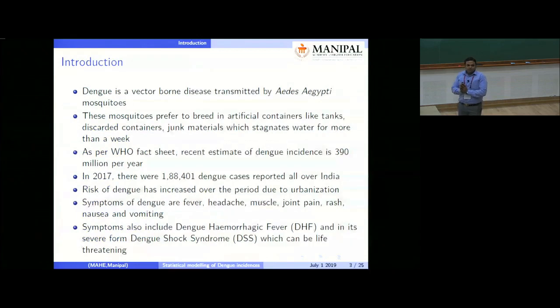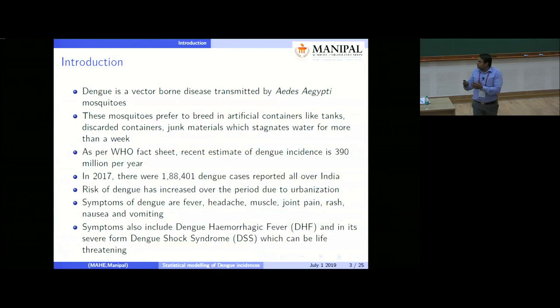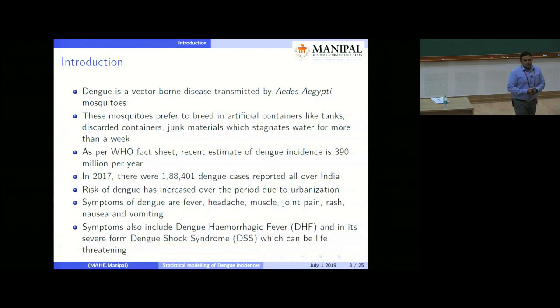A very brief introduction about dengue. According to the World Health Organization, dengue is considered one of the major public health problems of the world. Dengue is an infectious, vector-borne disease. It is transmitted by a mosquito called Aedes aegypti, and it is caused by a virus. Dengue is seasonal, with more cases observed mainly during the rainy season. The number of dengue cases has been increasing in the recent past.